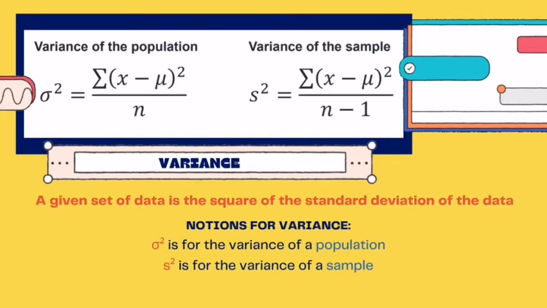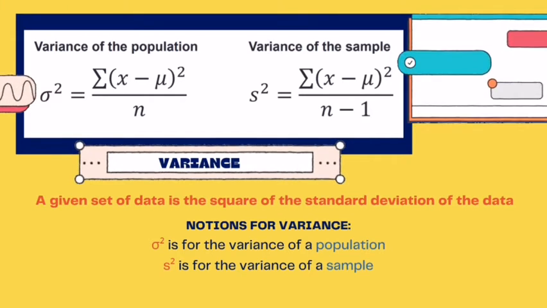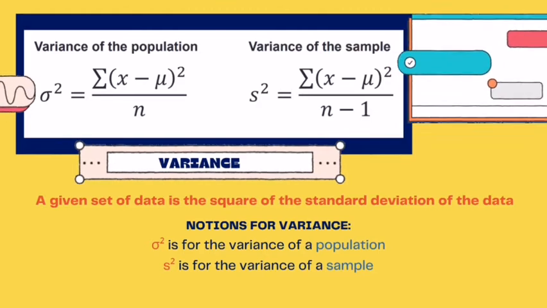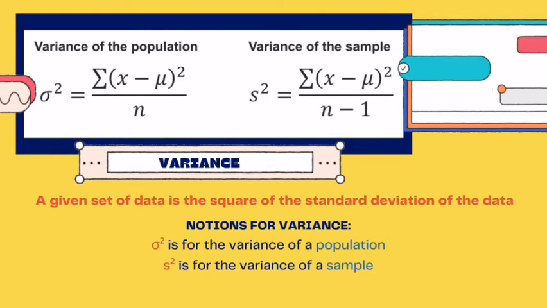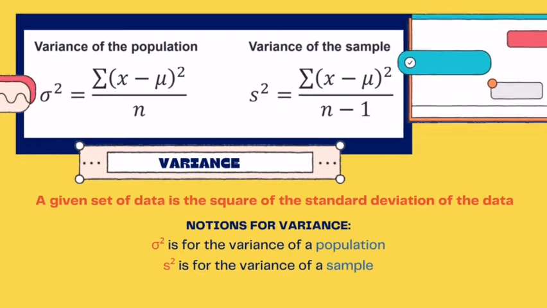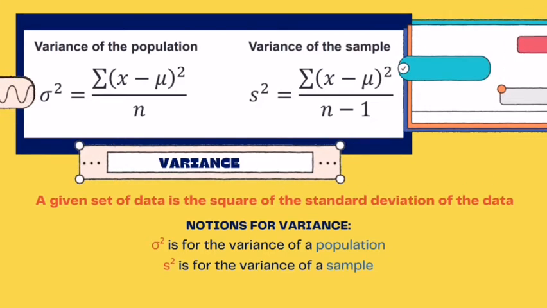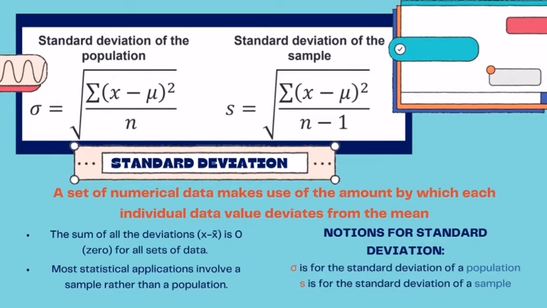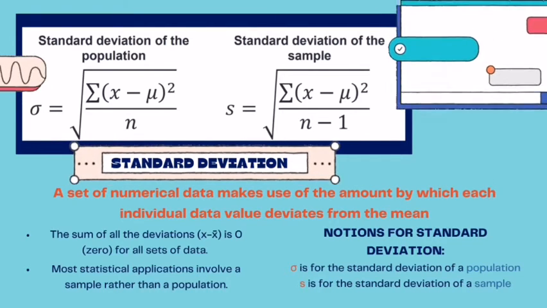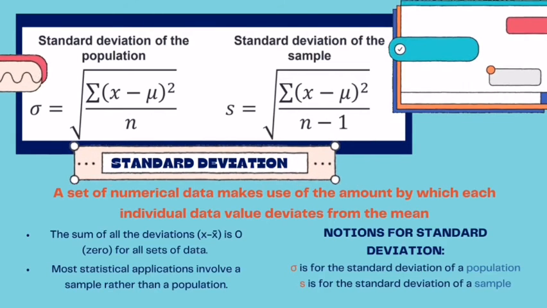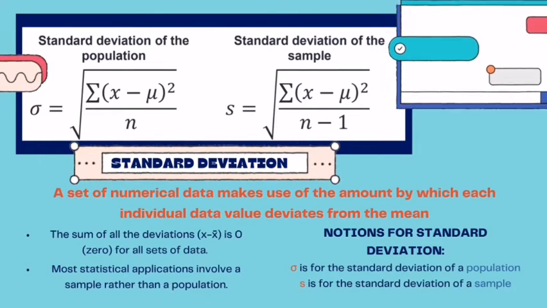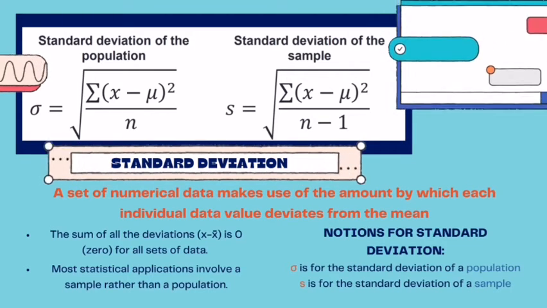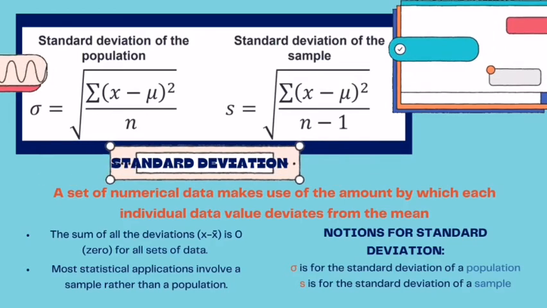Variance of a given set of data is the square of the standard deviation of the data. The equation for the variance of the population is the summation of (x minus mu) squared over n, while the variance of the sample is the summation of (x minus mu) squared over n minus 1. Standard deviation of a set of numerical data makes use of the amount by which each individual data value deviates from the mean. The standard deviation of the population is the square root of the population variance, while the sample standard deviation is the square root of the sample variance.